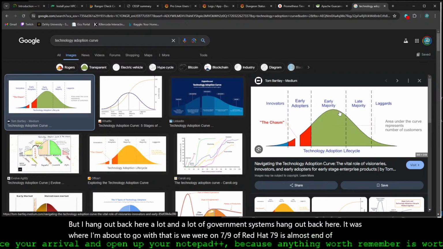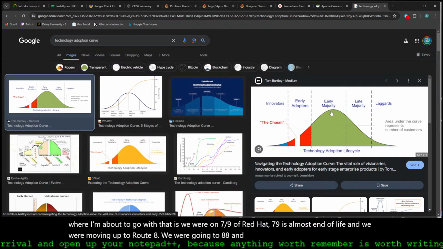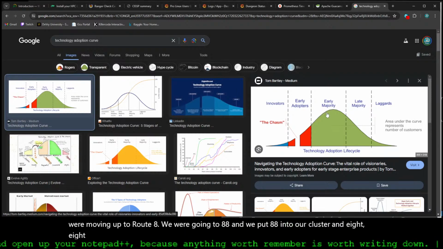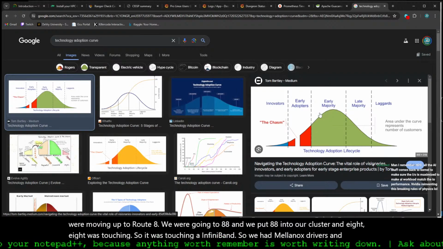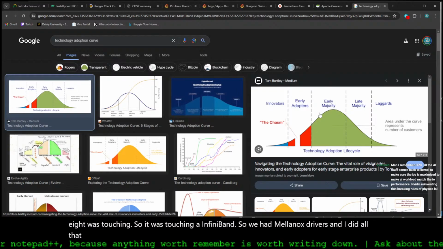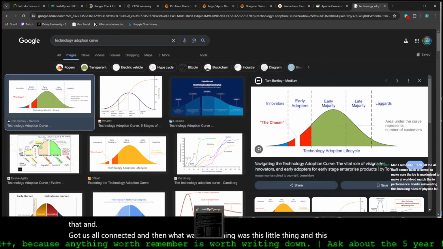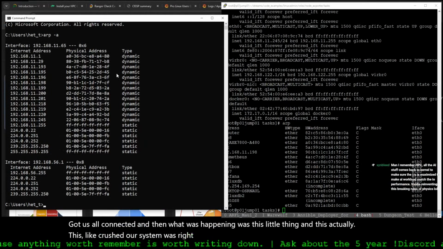And we were moving up to RHEL 8. We were going to 8.8. And we put 8.8 into our cluster. And 8.8 was touching an InfiniBand, so we had Mellanox drivers, and I did all that and got us all connected. And then what was happening was this little thing, and this actually crushed our system. It was right here with ARP.